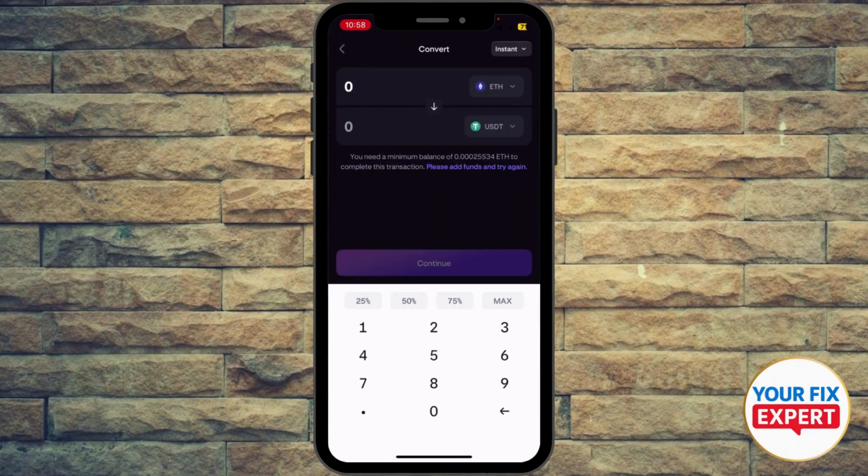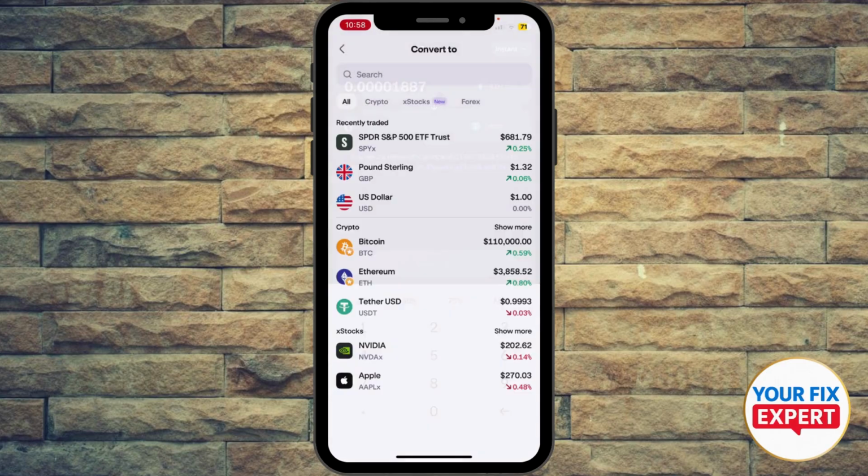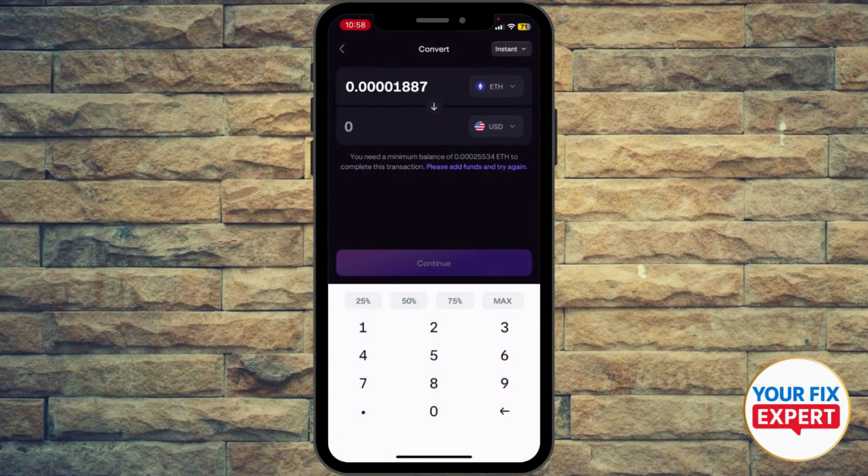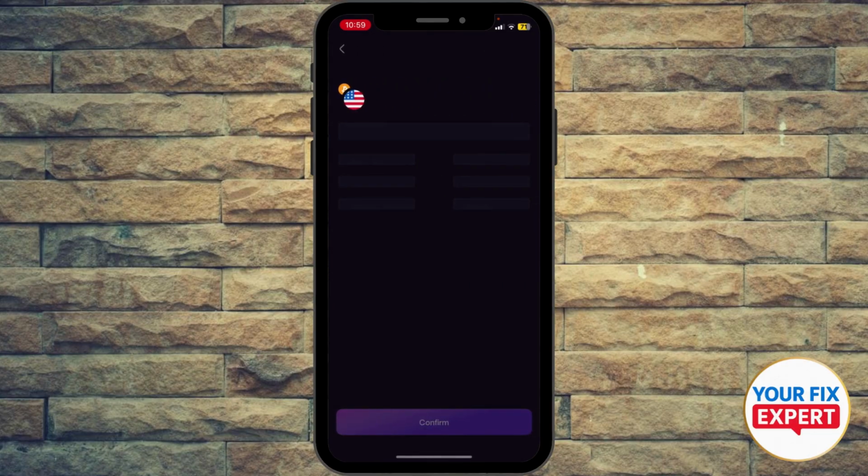Enter the amount in USD, or percentage-wise, I'm gonna enter a percentage. Okay, let's say 50%, 75, whatever. From Ethereum to, you can see USDT. Instead of USDT, I'm gonna hit cash, right? And basically, I didn't hit the minimum. Hit continue.